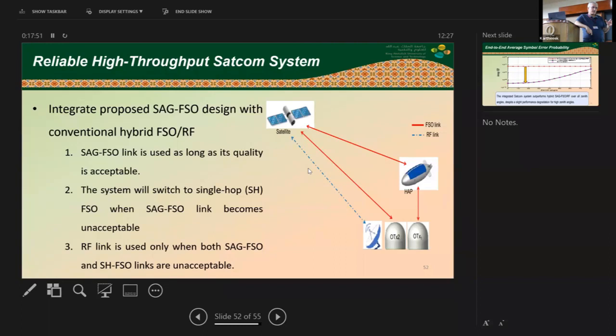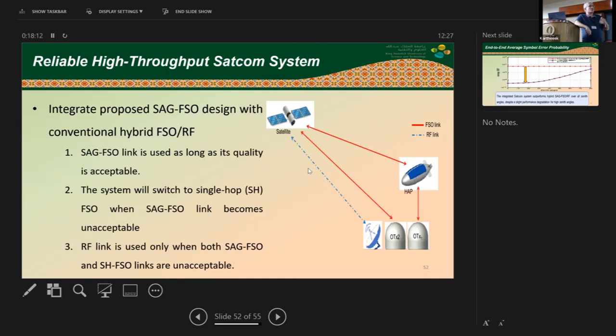The cost that RF comes with is you lose in terms of data rate, right? Because the beauty of RF connectivity, of RF backup, is that it allows you to maintain connectivity, but at sometimes much lower data rates. So ideally, you want to stay on the FSO link as much as possible.